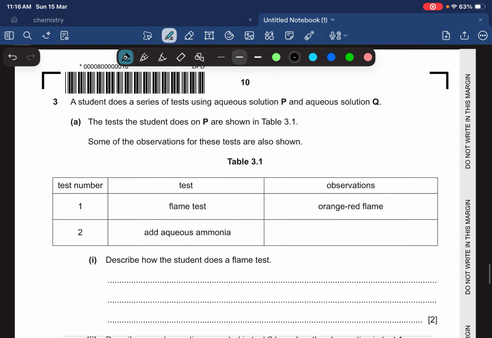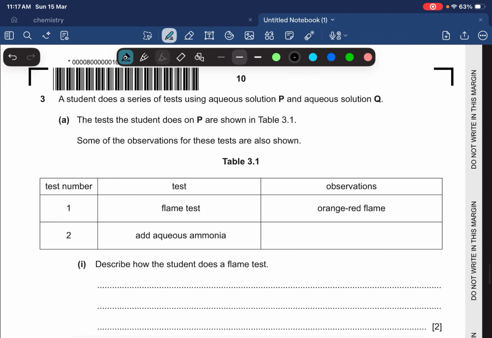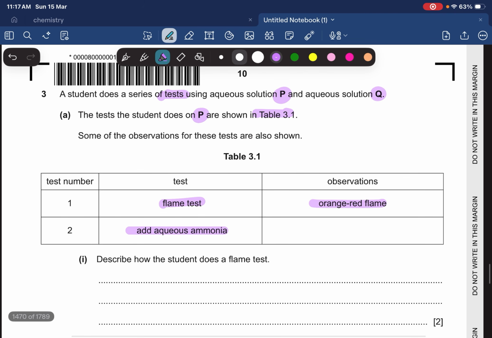Okay, so now we have a flame test. A student does a series of tests using aqueous solution of P and aqueous solution of Q. The tests the student does on P are shown in table 3.1. Some of the observations for these tests are shown. So test number 1 is a flame test, and we have an orange red flame. Add aqueous ammonia, an observation we have to write. But they are not asking us, right? Some of the observations are shown.